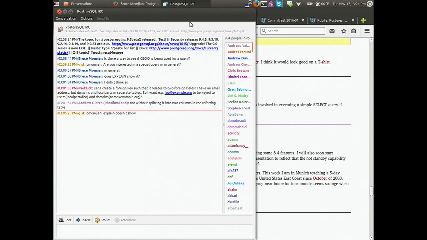Somebody asked a question during the break: is there a way to see if GEQO, the genetic query optimizer, is being used? I wasn't quite sure of the answer, so I got onto the Postgres IRC channel and asked. The question was, is there a way to see if GEQO is being used for a query? In general, does explain show it? The answer is not without splitting it into two columns. Explain does not show it. So there's actually no good way to see if the genetic query optimizer is being used. Maybe that's something we need to get fixed, because there should be a way of seeing it, but right now there isn't. So that was a good question, I thought.